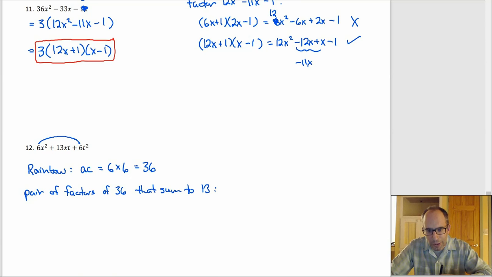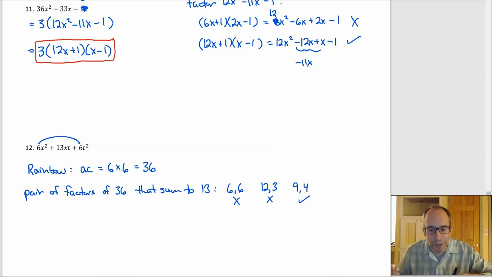but that's not going to work, right? 6 and 6, when you add them together, that's 12. Nope. Anything else, like 12 times 3, that's 15 when you add them together, that doesn't work. 9 times 4, that's 13 when you add them together. So that's what we're going to use, right?